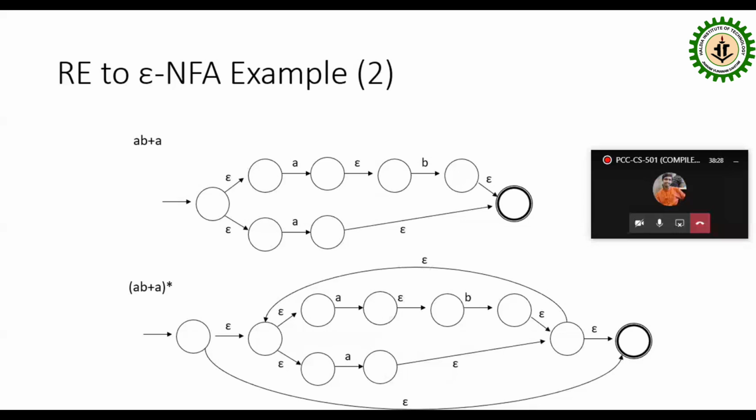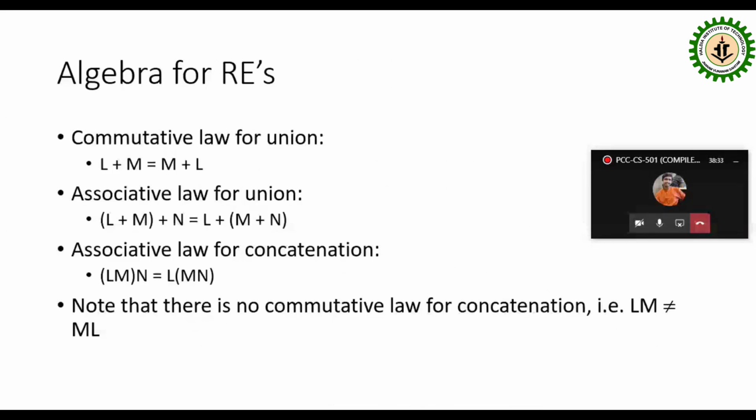Now, what are the algebraic laws for regular expressions? Commutative law: L plus M equals M plus L. That means the union of two regular expressions is equal to the union in the opposite order. Same. L plus M equals M plus L. That is called the commutative law.